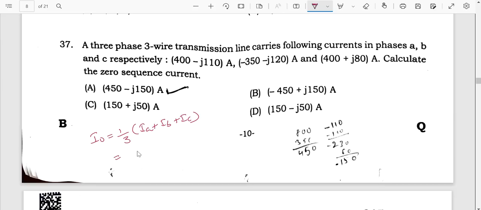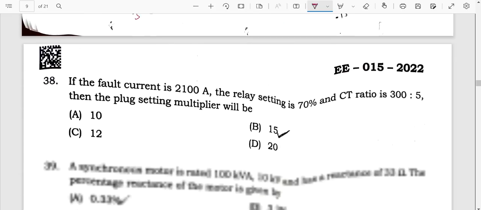So what you have to do is add all these values and divide by 3. You'll get the answer as 150 minus j50. So the answer is this value. Substitute 1/3, add this value plus this value plus this value, and substitute here. You'll get the answer as 150 minus j50. We have already discussed this kind of question in the previous videos.